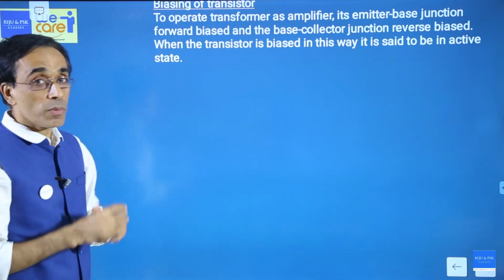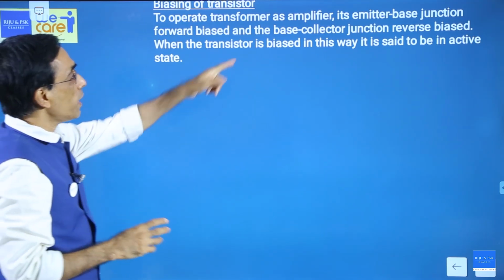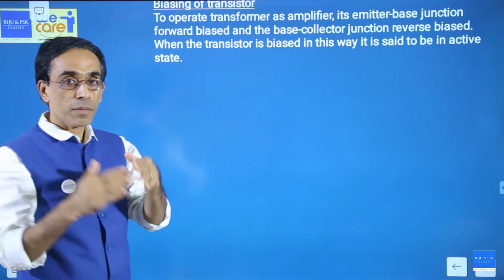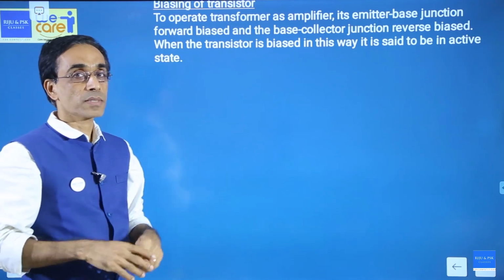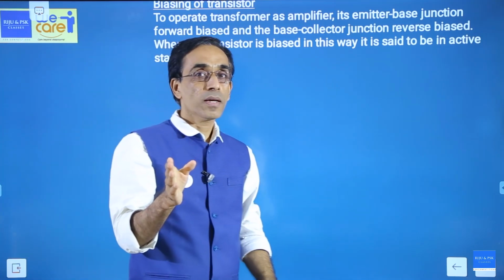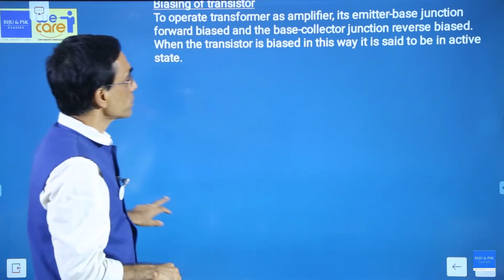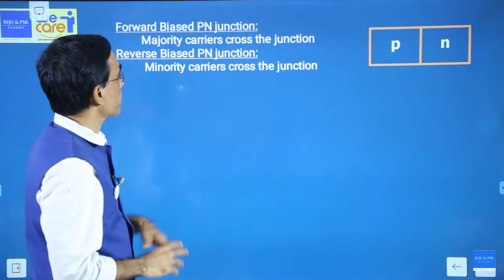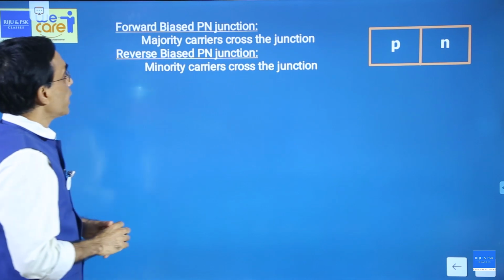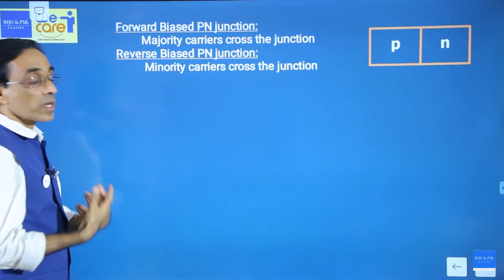To operate a transistor properly, the emitter-base junction, the emitter-base joining point, is forward biased and the base-collector junction is reverse biased. Keep that in mind. Emitter-base forward, collector-base reverse. Then only it is active, otherwise it will not work. Okay. Let us discuss the working of a transistor.